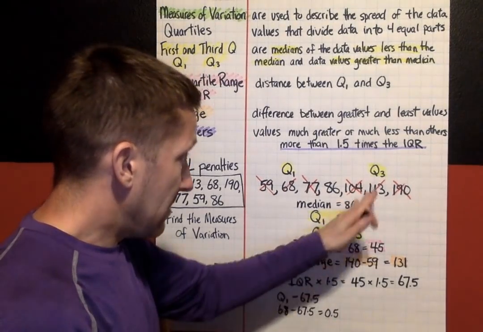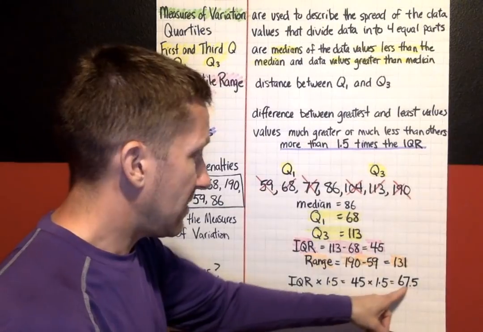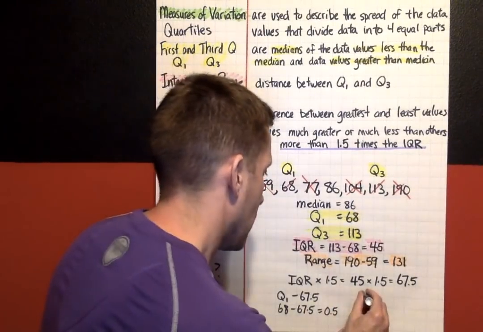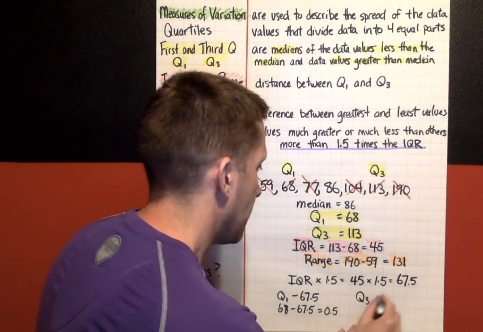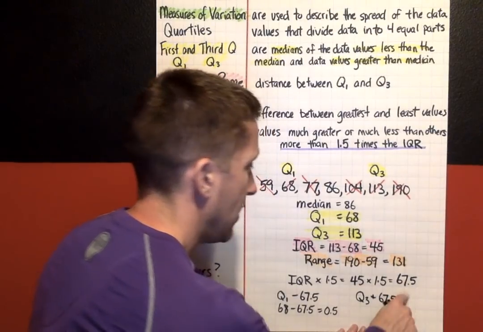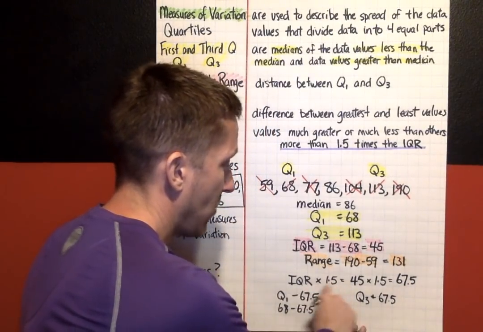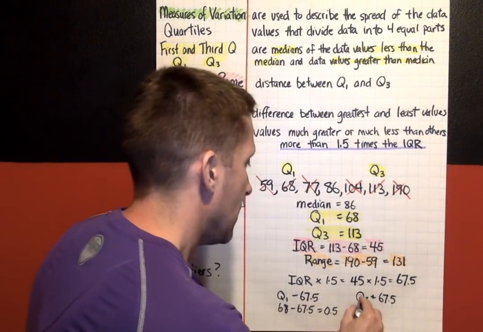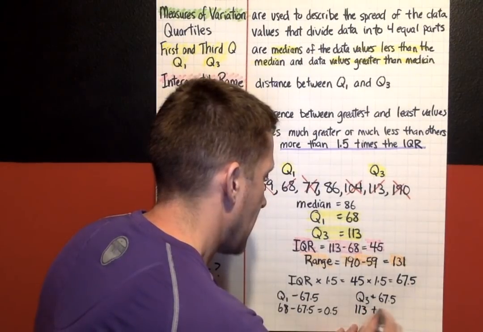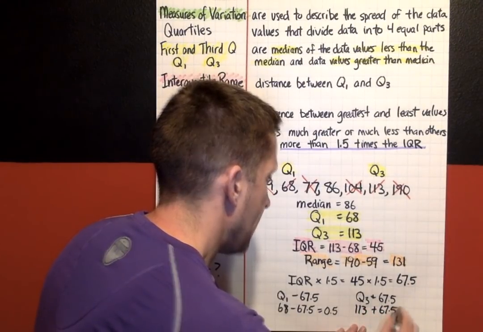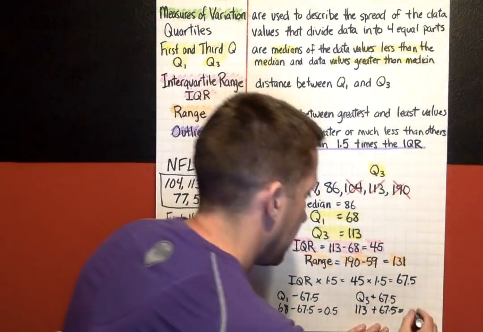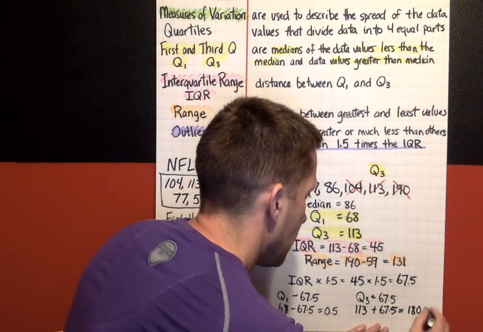Next, let's look at, is there a value that's 67.5 away, going that way from third quartile. So I would take quartile 3 and I'm going to add 67.5. And again, that came from 1.5 times the interquartile range. So I would take 113 and I'm going to add 67.5. Type that in your calculator and you get 180.5.